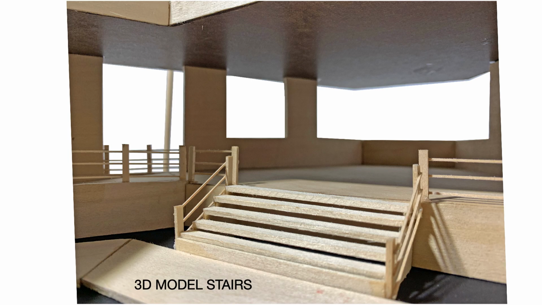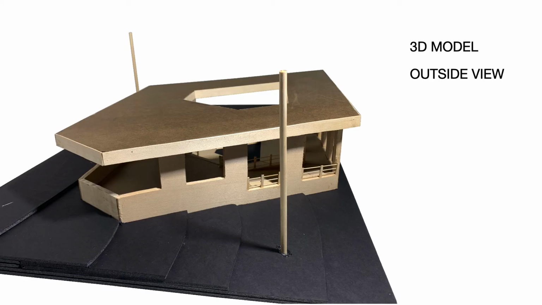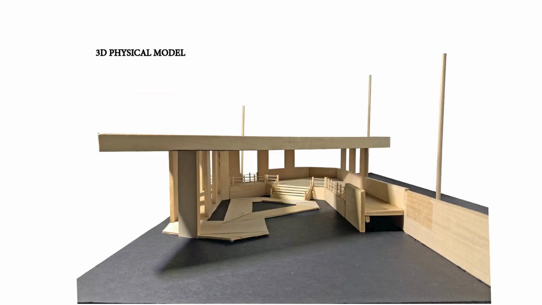Here's how you would enter the gathering space from the courtyard space, and these are the stairs. Then this is a view of the courtyard. You can see those stairs there in the gathering space, and the handrail wires, and the 14 structural elements, and even the ramp. Here's a 3D model outside view from the side where you would actually go down the ramp in the gathering space. And here's an overall view of that 3D physical model.